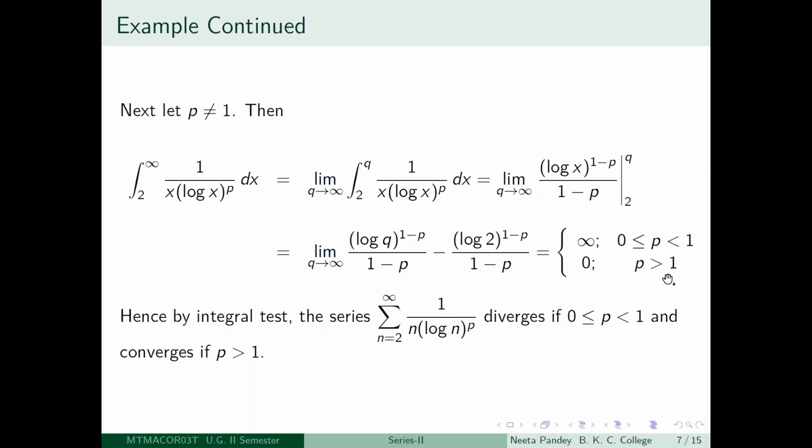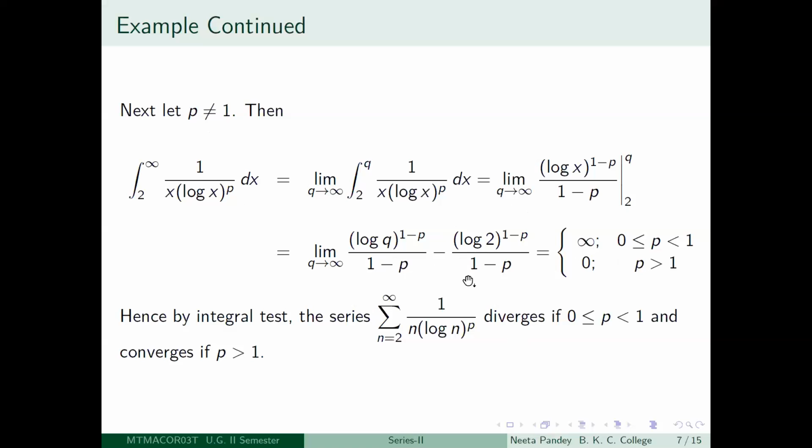What happens when p is greater than 1? When p is greater than 1, then this first term tends to 0, right? But this term remains. That is what I made a mistake in the first example also, and here also. So what will remain is a finite number, minus log 2 to the power 1 minus p divided by 1 minus p. But since that is a finite number, you do get that the limit exists finitely for p greater than 1. Therefore, this improper integral is actually converging for p greater than 1.